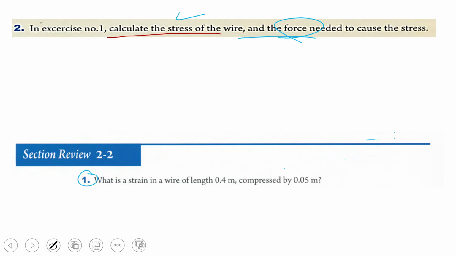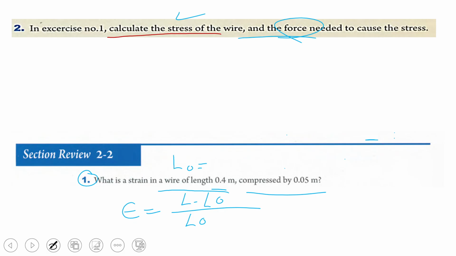Question 1. What is the strain of the wire of the initial length equal to 0.4 and compressed by 0.05? Guys, in here it said find strain. So the rule of strain we know: L minus L naught over L naught. But in here we don't know which one is L and which one is elongation, because it's not written. How do we know which one of them is elongation and which one of them is L naught?